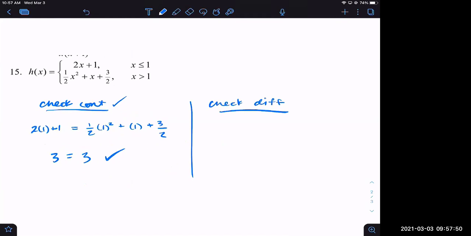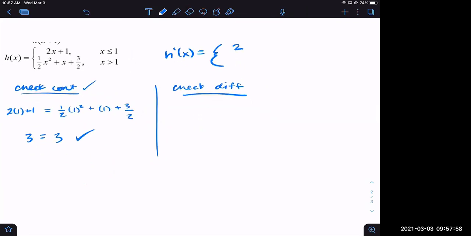Differentiability is almost the exact same process. I'm going to find h prime. I'm just going to take the derivative of each piece. What's the derivative of the first piece? 2. What's the derivative of the second piece? Let's see. x plus 1. Now, I don't know if I can put the equal to bar. So I know this one had an equal to bar, but that does not guarantee that this one will. I have to check differentiability.